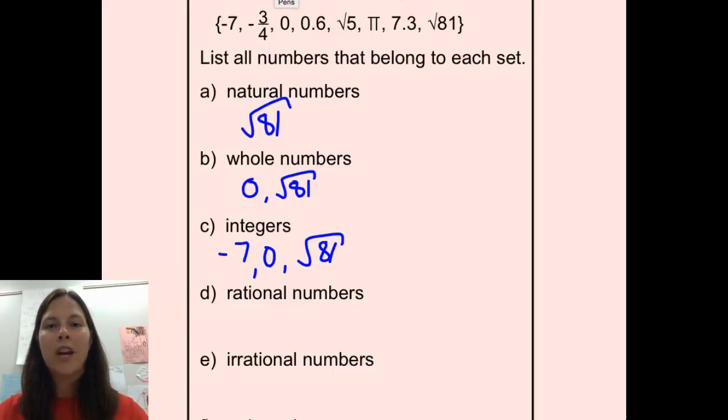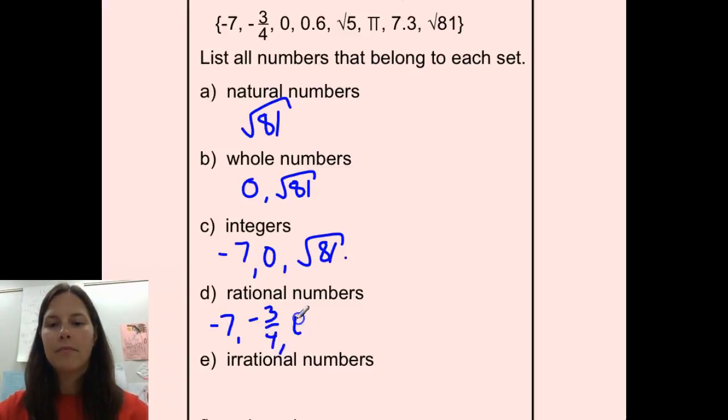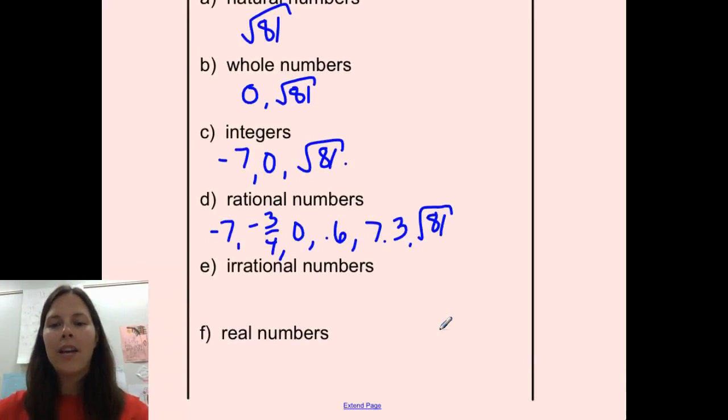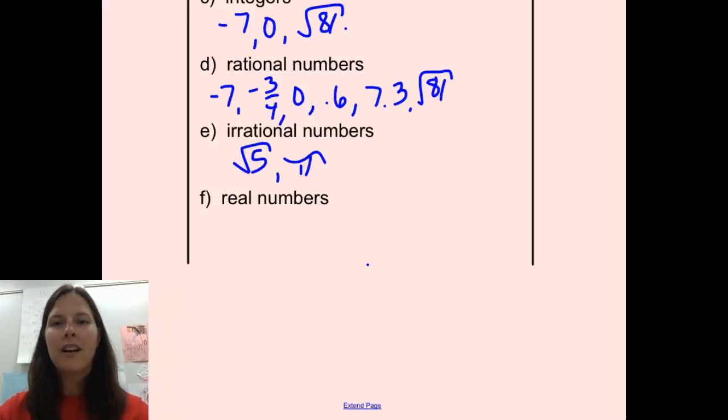Rational numbers include fractions and decimals that terminate or end or repeat. So our list grows quite a bit on this one. And finally, irrational numbers. If the number is rational, it is not irrational. So that leaves us with, for this last one, the square root of 5 and pi. And then, of course, all of the numbers from our list are real numbers. We didn't have any imaginary numbers on our list.